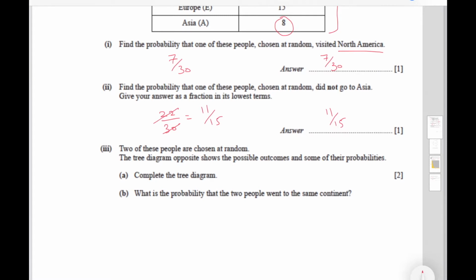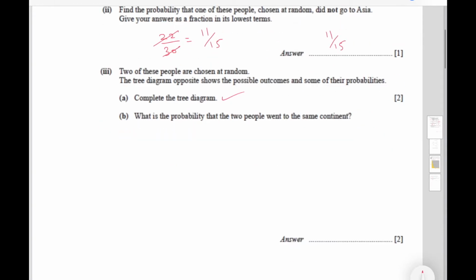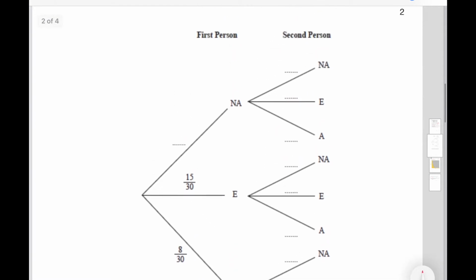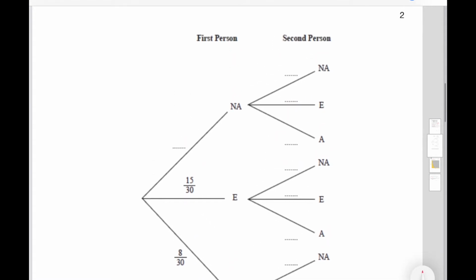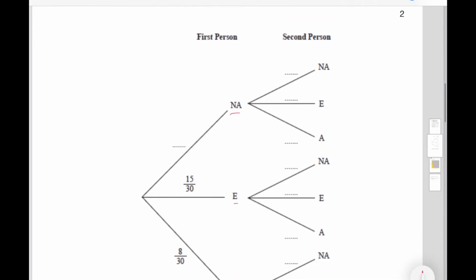The next part says two of these people are chosen at random. The tree diagram opposite shows the possible outcomes and some of their probabilities. Part A says complete the tree diagram. Okay, let's move on and look at the tree diagram. The first person: North America, Europe and Asia, and then we have to write down the probabilities.